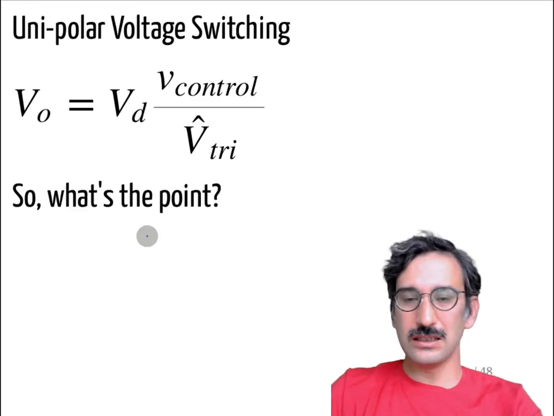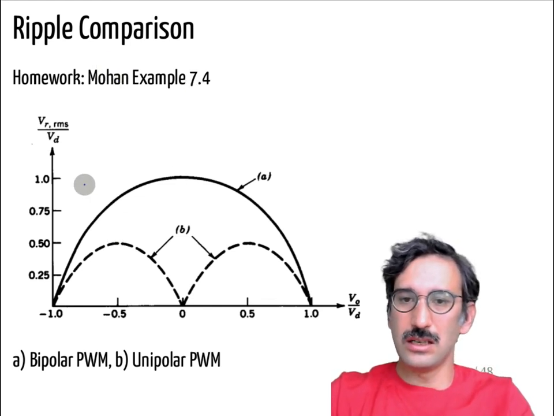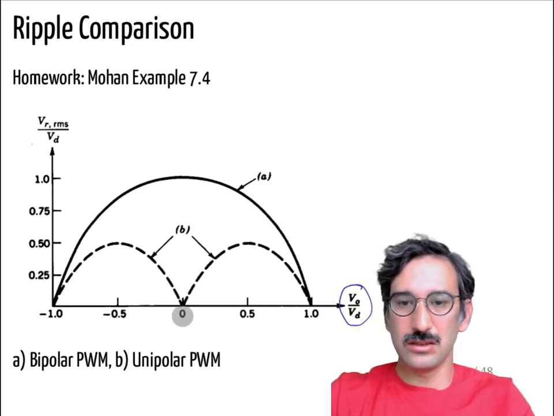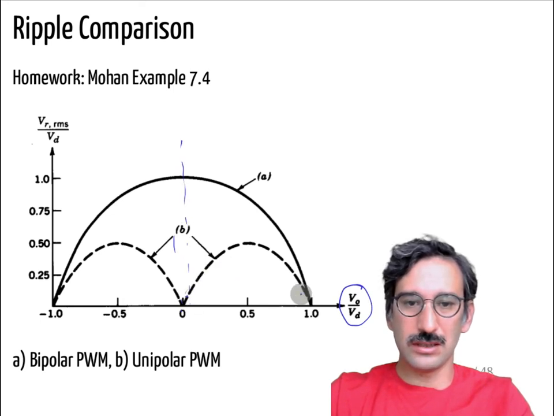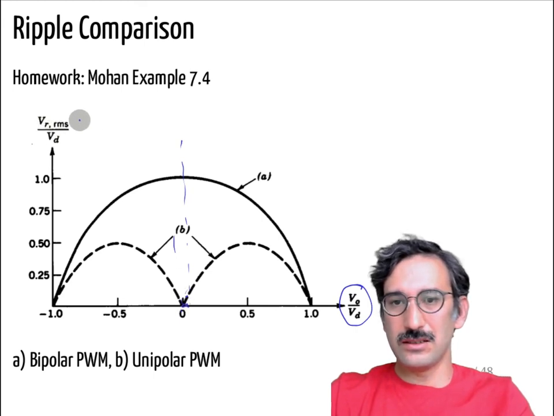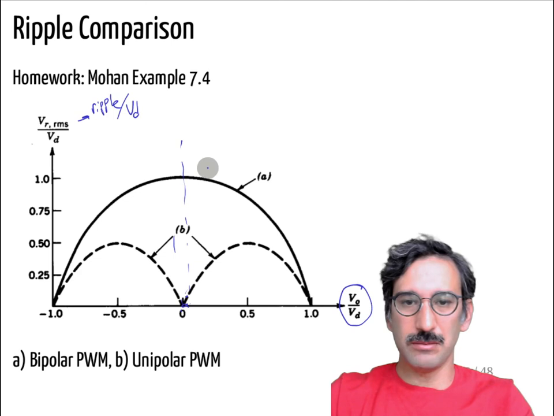Okay, again you can have a look at the Mohan. I'm not going to solve it here, but this shows the output voltage divided by VD, so you can generate, again, this is a four-quadrant converter, positive or negative voltages. Okay, then this is the ripple divided by VD, the ripple at the output voltage. So as you can see with the bipolar PWM, you have quite a large ripple.